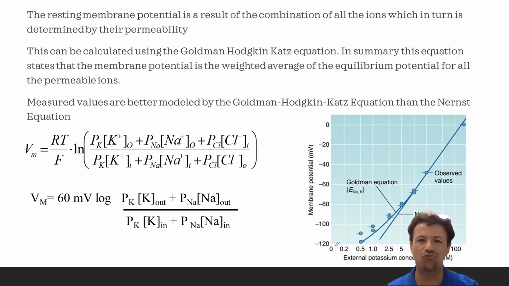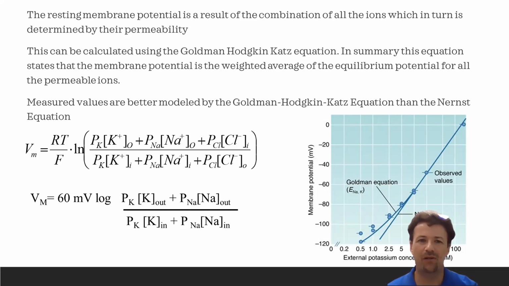And in order to calculate the resting membrane potential, we have to use the weighted average of the equilibrium potential for all of the ions. And that is given by this equation called the Goldman-Hodgkin-Katz equation. And what you can see basically is that it's very similar to the Nernst equation, but it considers the permeability of each ion alongside its equilibrium potential. So here you have the permeability of potassium, the permeability of sodium, the permeability of chloride. And what you can then see from this particular equation is the ions that have the largest permeability are the ions that are going to have the greatest effect on the resting membrane potential.